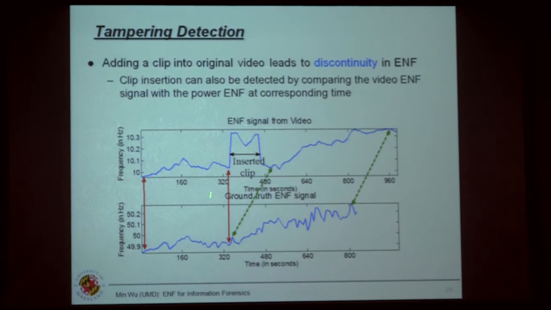So from this discontinuity, even if I don't have the concurrent power reference, we'll be able to have a smoking gun. There's something wrong with this video clip. It may be coming from a different source. If we have concurrent references, we can pinpoint from which time and which grid this clip may be coming from.